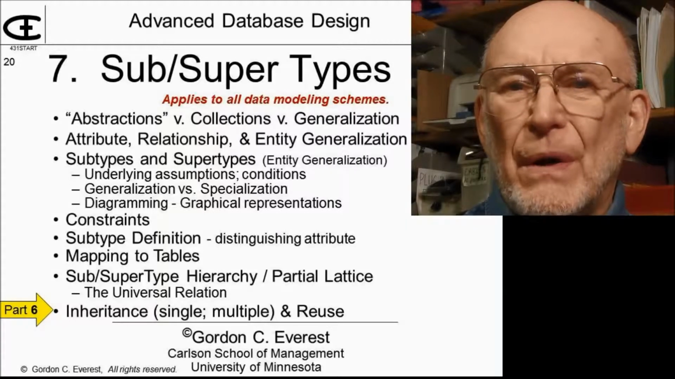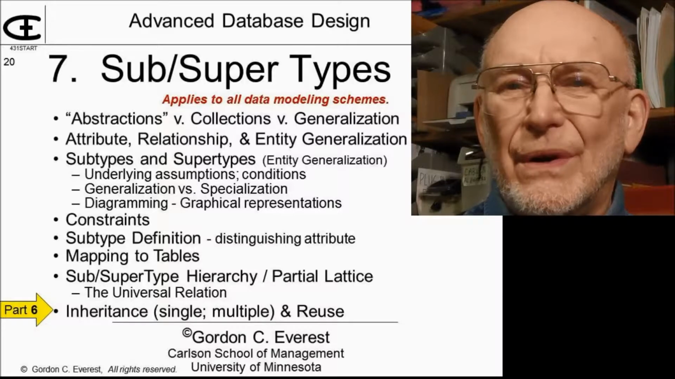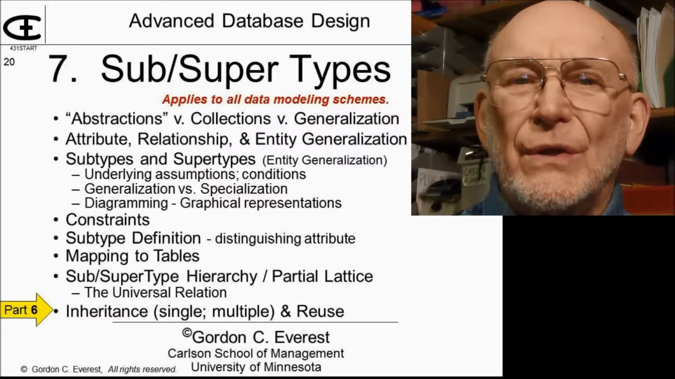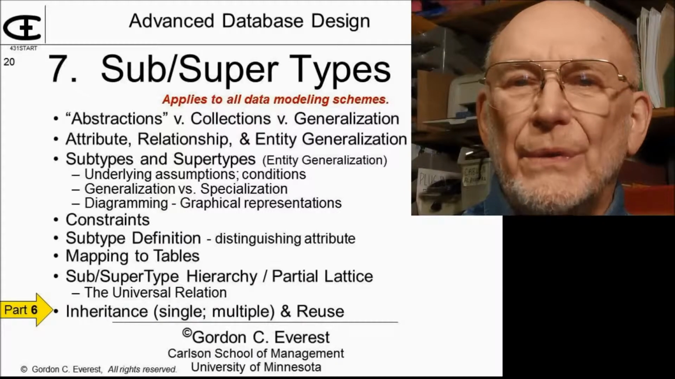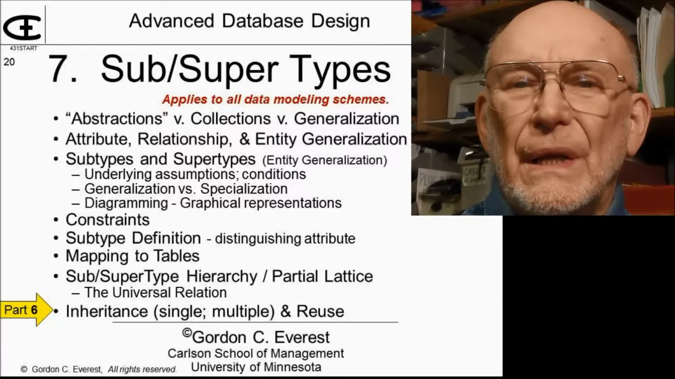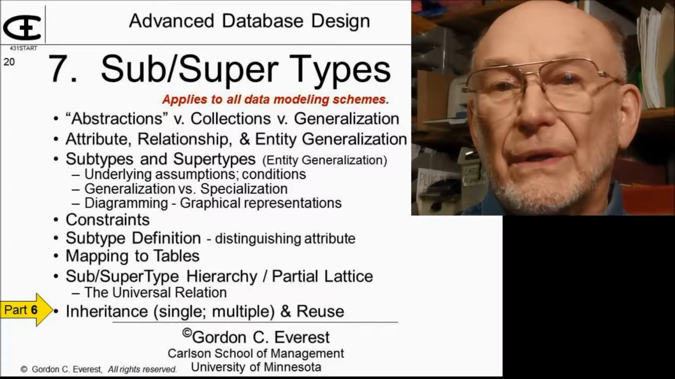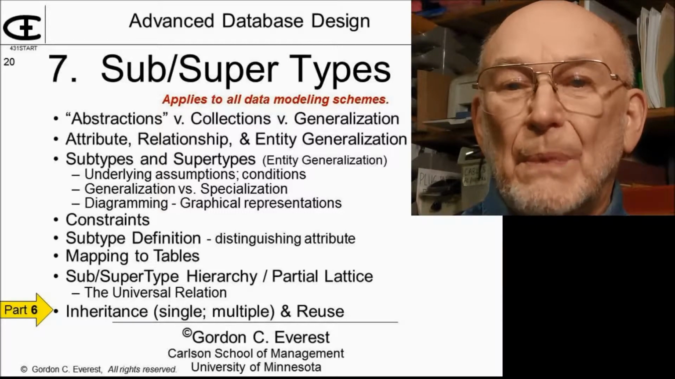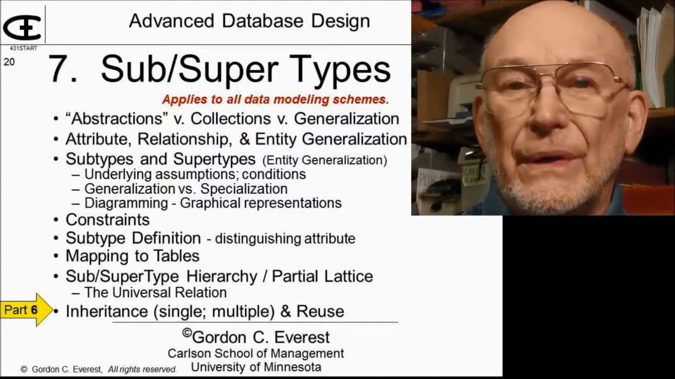In this last part of a 6-part series on subtypes and supertypes, we contrast modeling using subtypes and supertypes with the notion of inheritance and reuse that comes to us in the context of object-oriented system design and software construction. Even though many data modelers are confused and consider them the same, I would explain why and how they are different.